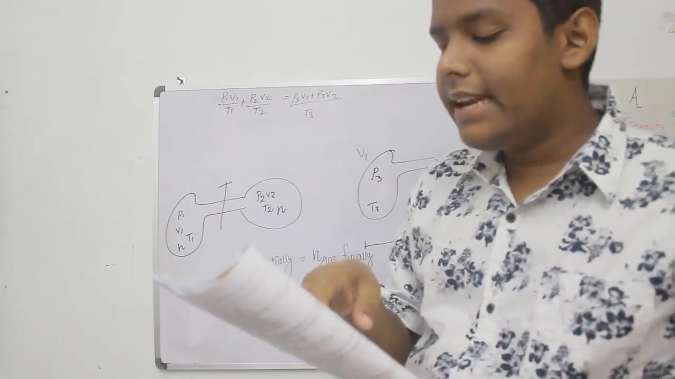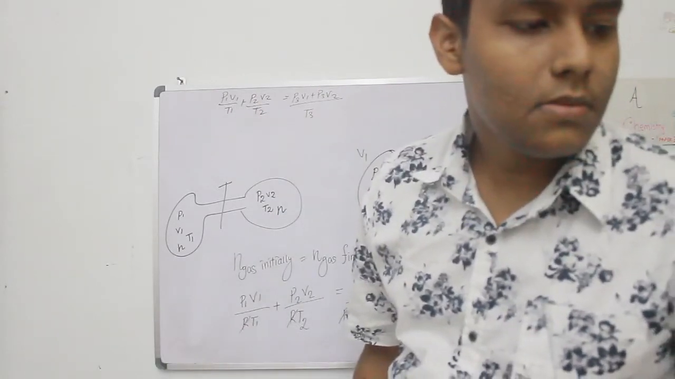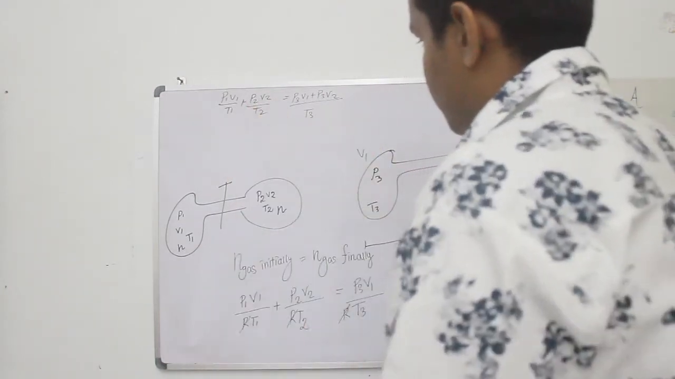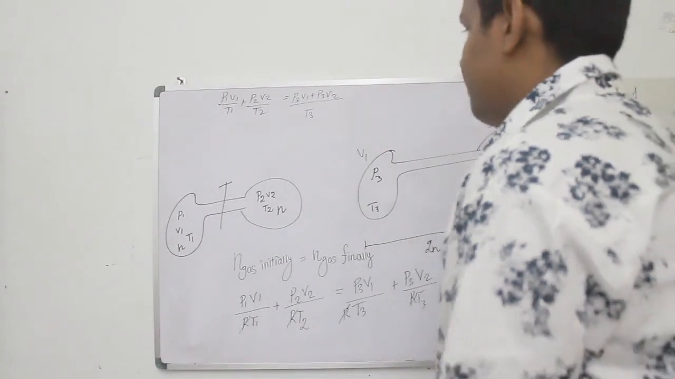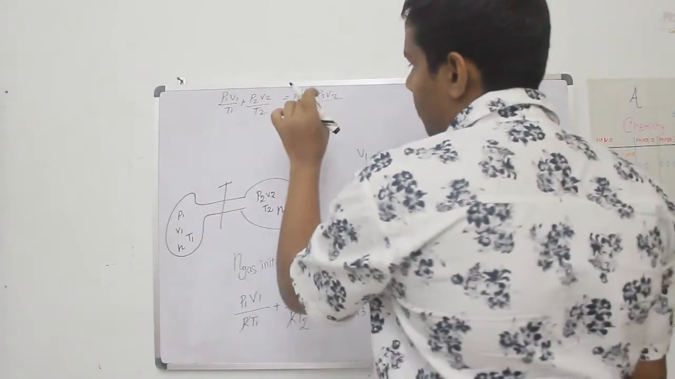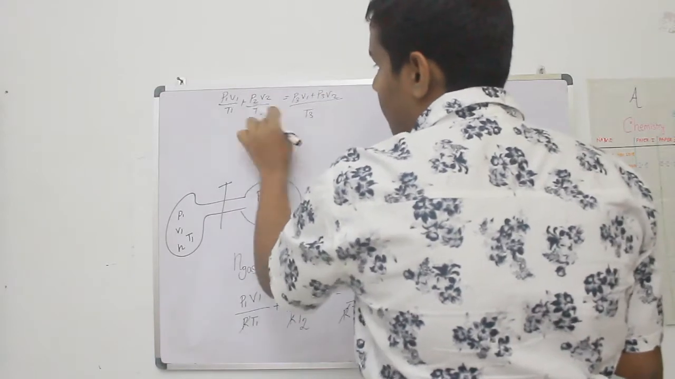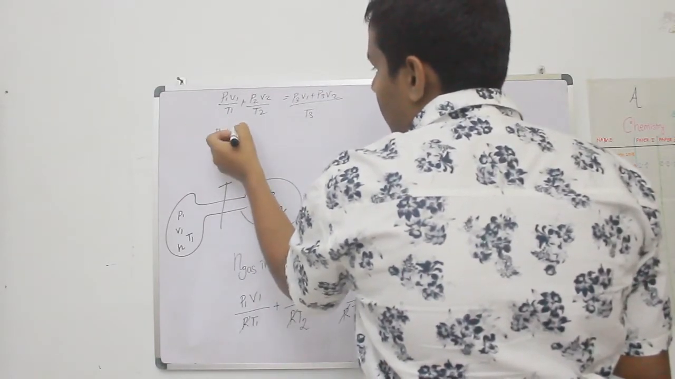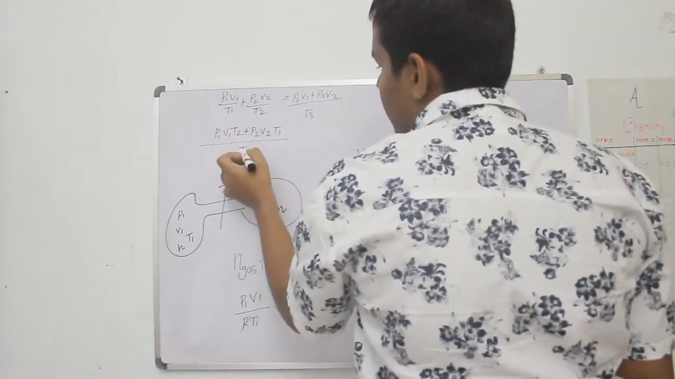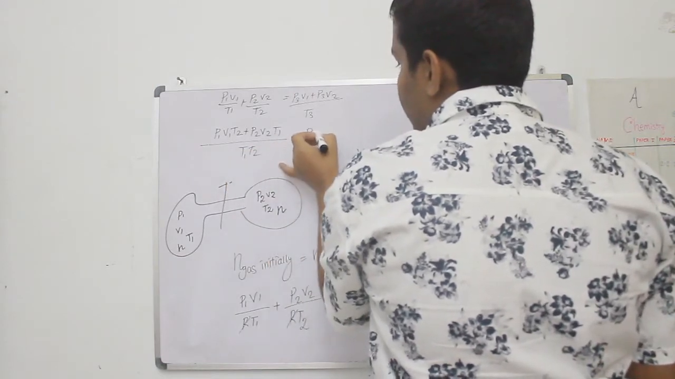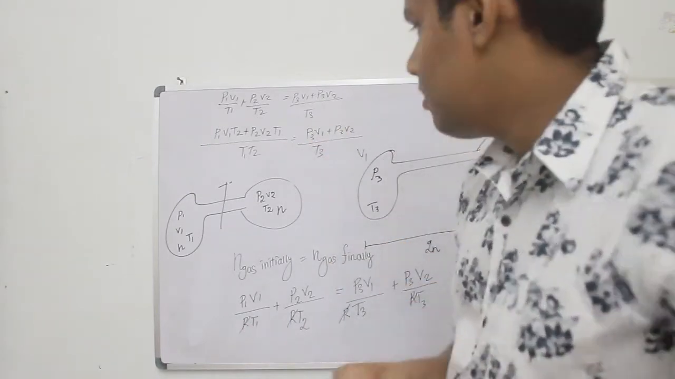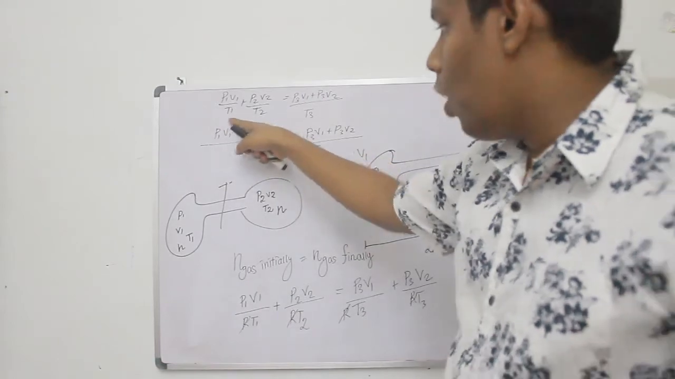We'll try to take this T3 to one side of the equation and see what happens. Okay, T3, I'm taking it to one side of the equation. Now, what I'm going to do here is, P1 V1 T2 plus P2 V2 T1 by T1 T2 equal to P3 V1 plus P3 V2 over T3. What did I do here? I just solved this.